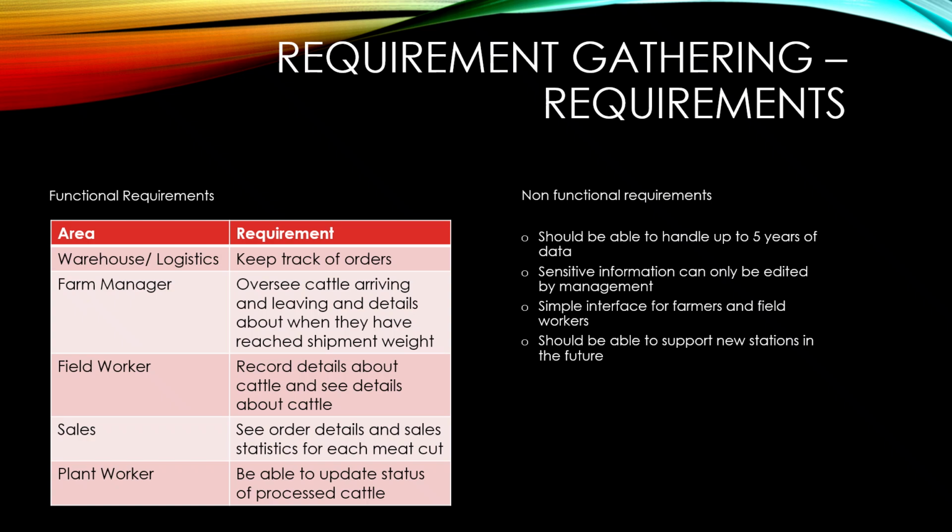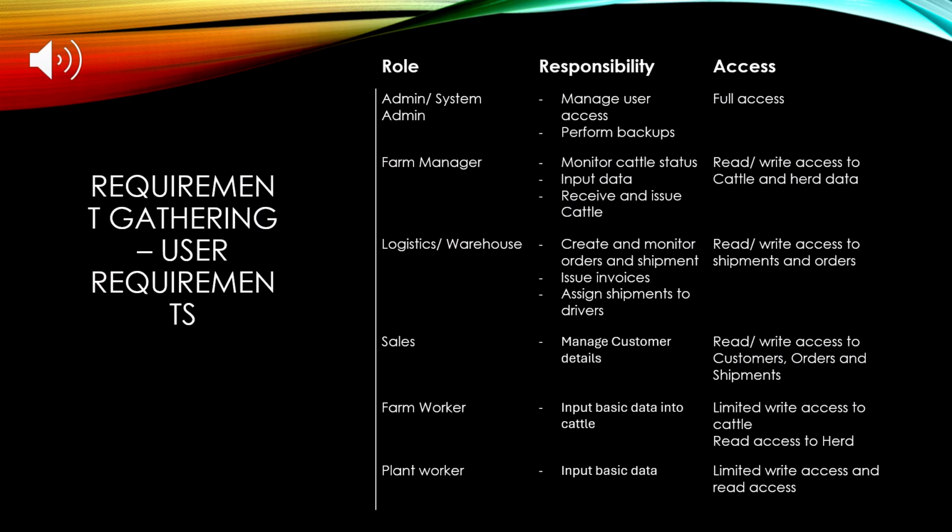Functionally, the warehouse tracks orders, and managers oversee arrivals, departures, and shipment weight. Field workers record and view cattle details. Sales see orders and cut-level stats, and plant workers update the processed status. Non-functional requirements are handling about 5 years of data, restricting access to sensitive info to management, a simple interface for farmers, and support for adding new stations in future. This is a breakdown of the user requirements for the database.